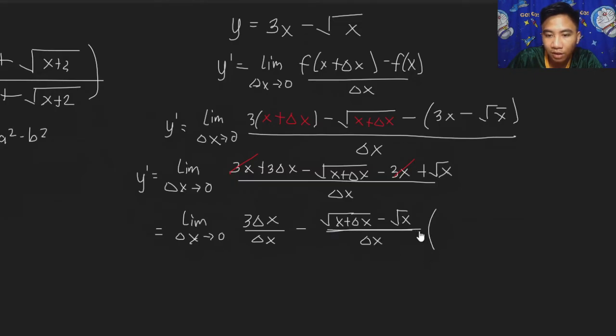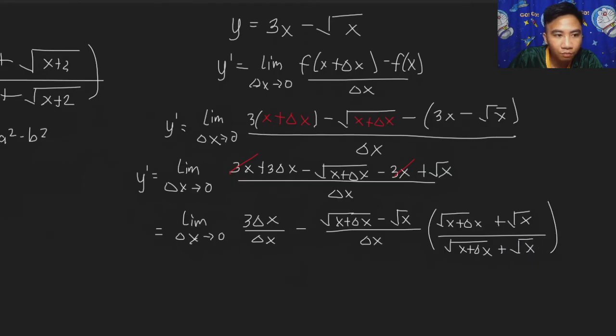Just multiply this one by itself. So, ang tawag doon ay conjugation. So, x plus delta x. Palitan lang natin ng sign. Becomes positive square root of x. All over square root of x plus delta x plus square root of x. Now, you can now cancel this one and this one. So, waiting na yan, no?